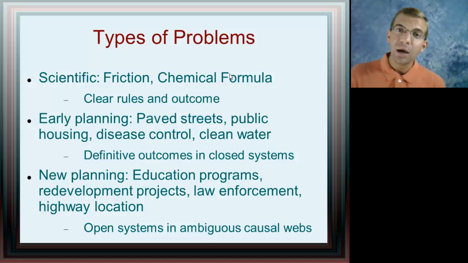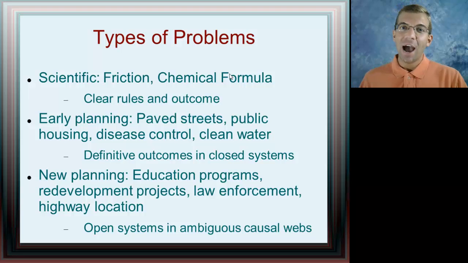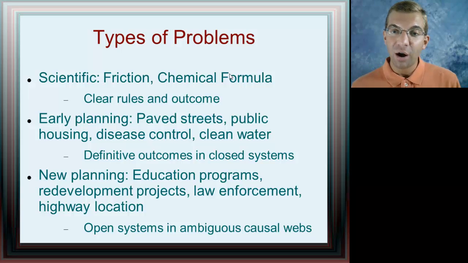Early planning seemed to fall along those lines. How do you pave a street? How do you build public housing? How do you prevent certain diseases? Or even how do we purify this water? With these things, there are definitive outcomes. We know what we want. We want a paved street. We want clean water. And the systems are closed, so there's nothing that's going to intervene in you paving the street. In public housing, if you're building a house and you are the government, there's no one that's going to get in your way.